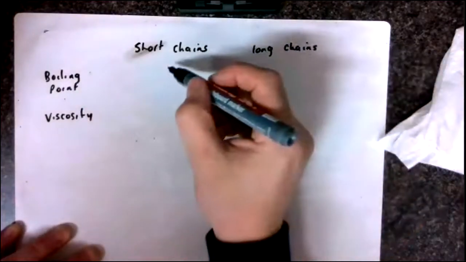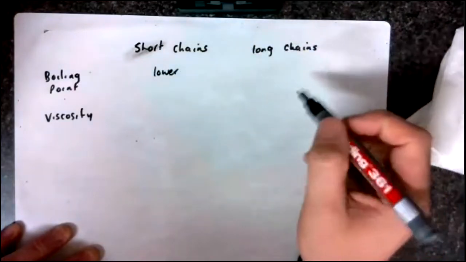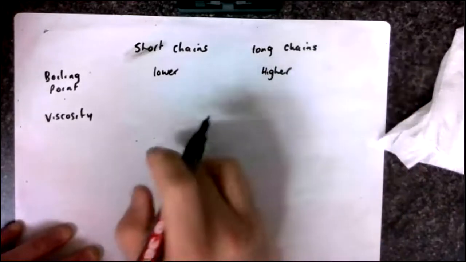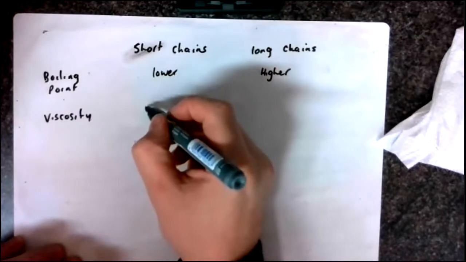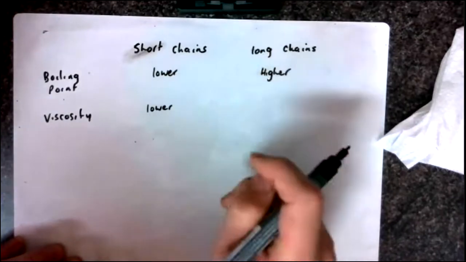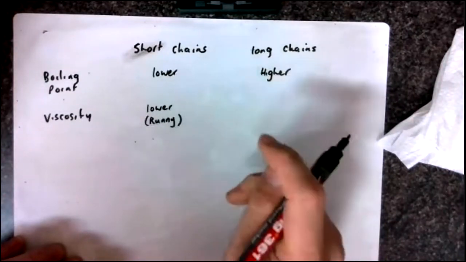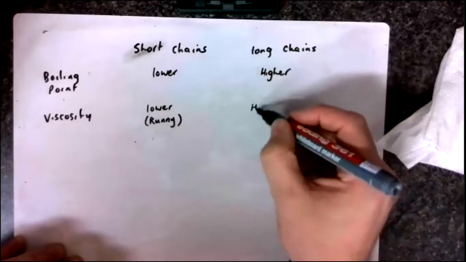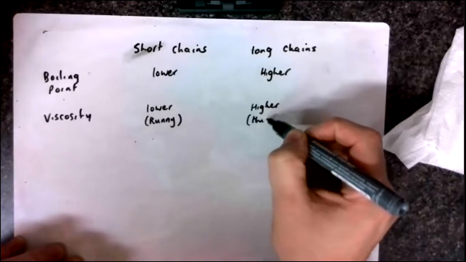Okay, so short chains, we know, because they have weaker forces of attraction, have lower boiling points. Longer chains have more forces of attraction, so they have higher boiling points. The viscosity has to do with how freely the particles can move and flow. So lower forces of attraction in short chains means they have a lower viscosity. Now, what does that look like? It looks runny, like water. They can run very quickly, they can flow. Longer chains compared to short chains have a higher viscosity. So what does that look like? They look more thick, like honey, if you think of honey.